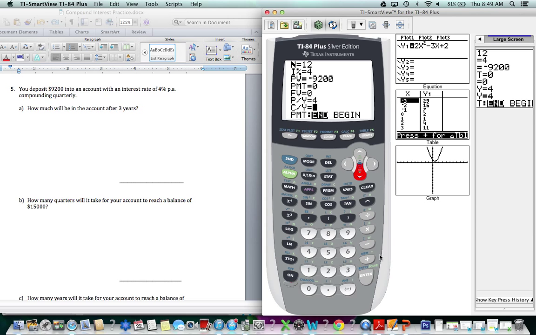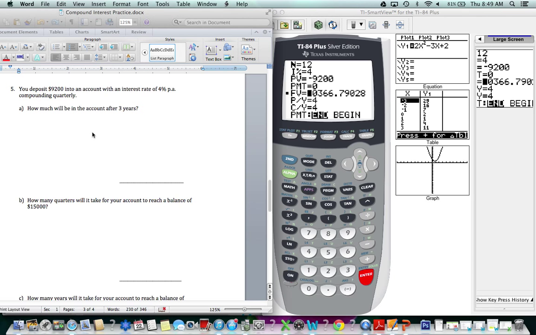Okay. So once you have all that in, we're going to go to the thing we're trying to solve, which is our future value. And all we have to do at this point is press alpha and enter to solve. And that tells you what your future value would be. So the answer for this question is 10,366.79.